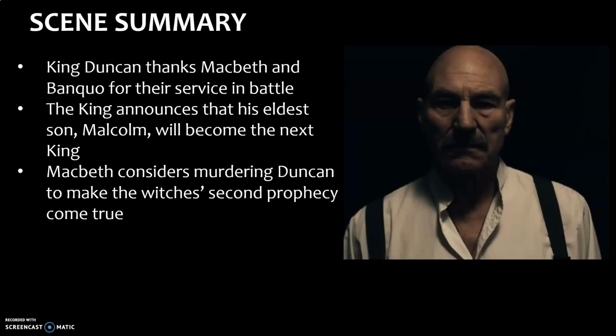And the first thing I'd like to do is summarise the scene quickly. This is where King Duncan thanks Macbeth face to face, Macbeth and Banquo, for their service in the battle. The king then announces that his eldest son Malcolm will become the next king. This causes Macbeth to consider murdering Duncan to make the witch's second prophecy come true. The first was that he be Thane of Cawdor, the second prophecy is that he shall be king. And now he sees a problem in his way, because Malcolm being the Prince of Cumberland and becoming the king is a problem to Macbeth becoming king.